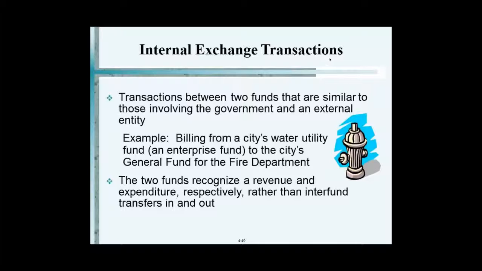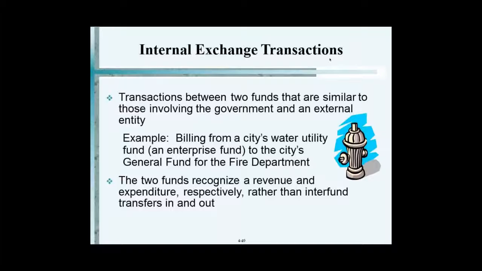That's an exchange transaction. A non-exchange is what? Where that does not happen. And why do we make a big deal out of this? Because depending on how these items are classified determines how we recognize them in the government's books, how we book them. Okay?